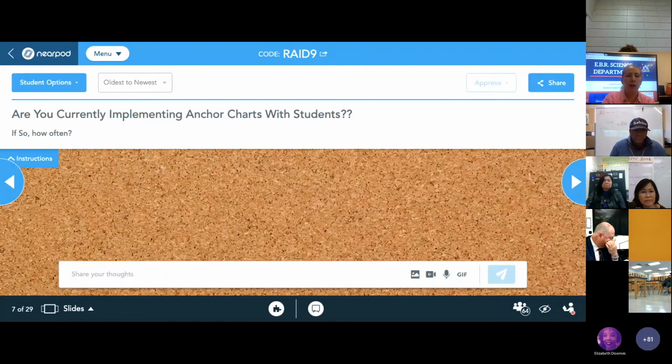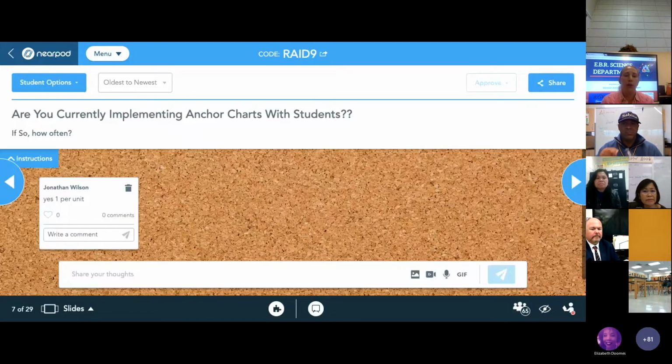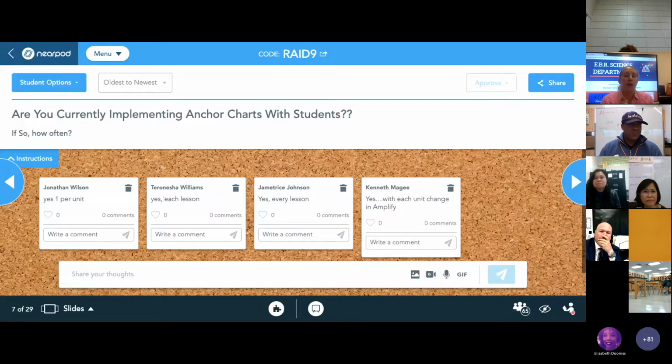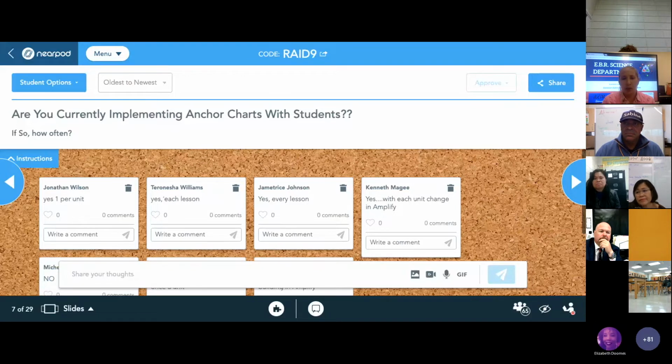And it says, are you currently implementing anchor charts with your students? And if so, how often? So if you don't mind, I'm just going to give you a minute to share your thoughts with us. If you implement anchor charts with your students, are you co-creating them with the students? I'm not talking about one you've had up for 5 years, and I'm sure it's really great, but how many of you this year have actually taken time with your students to create an anchor chart every single unit?